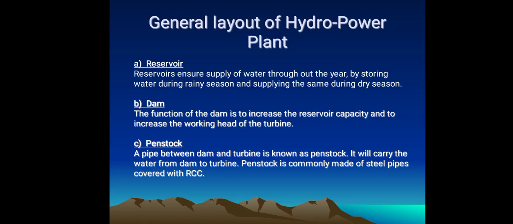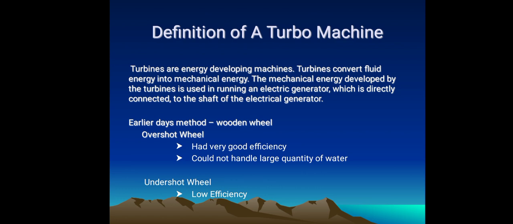Today we are going to see the topic on turbo machines. Definition of a turbo machine. Turbines are energy developing machines. Turbines convert fluid energy into mechanical energy. The mechanical energy developed by the turbine is used to run an electric generator, which is directly connected to the shaft of the electric generator and can be easily converted into electrical energy.